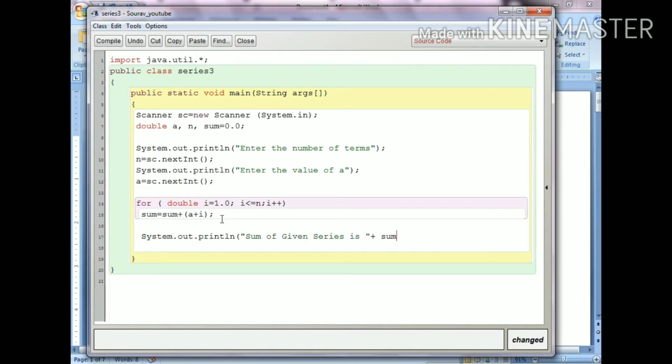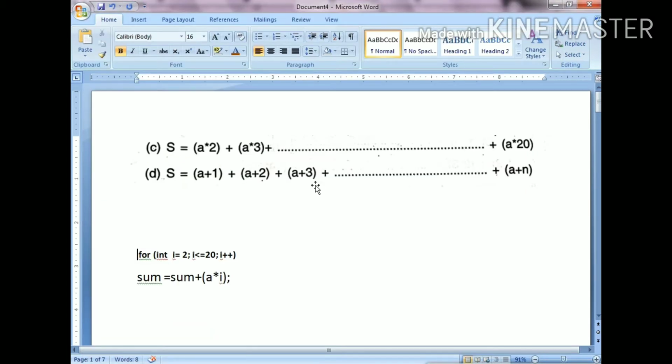So the first time you will get a plus 1, that is stored into sum. Next time you will get a plus 2, then a plus 3, then a plus 4. That is our answer, and all are added. That is the answer of question D. And here I have to make some changes. I just forgot 2 things. Just write double, looks like that.